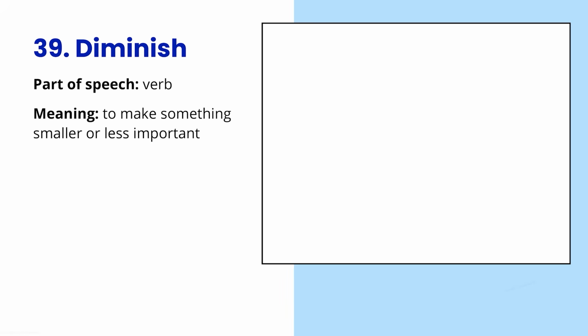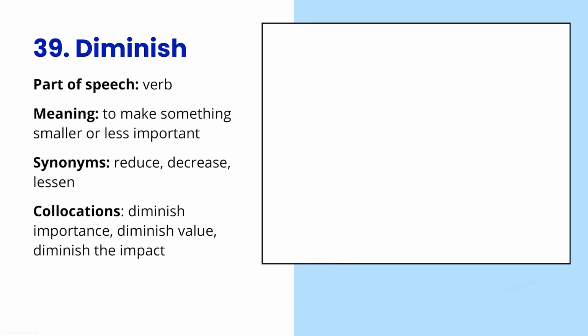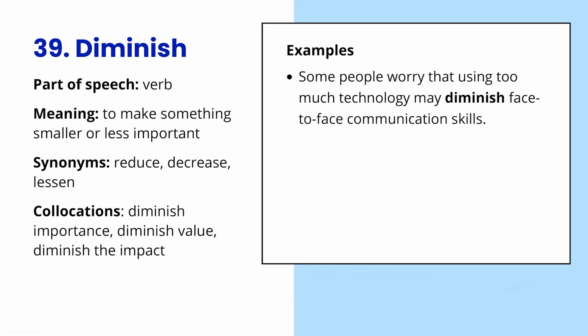Moving on to 39, diminish. Diminish is a verb and it means to make something smaller or less important. Synonyms: reduce, decrease, lessen. Collocations: diminish importance, diminish value, diminish the impact. So all of these collocations are saying to make something smaller or less important. Some people worry that using too much technology may diminish face-to-face communication skills. So this means to lessen or reduce people's ability to have conversations face-to-face.